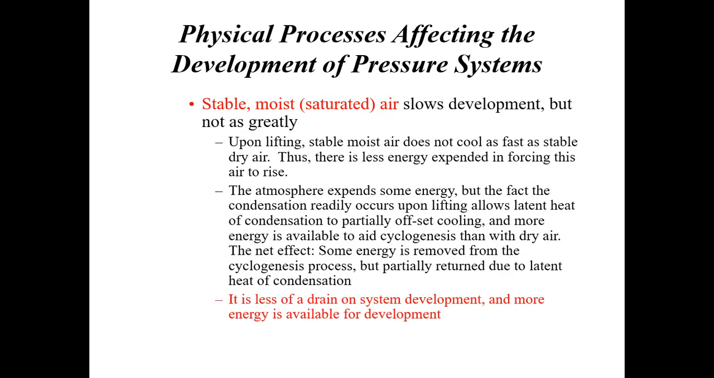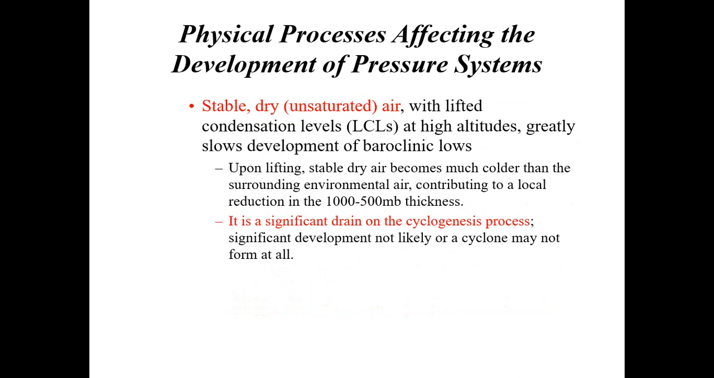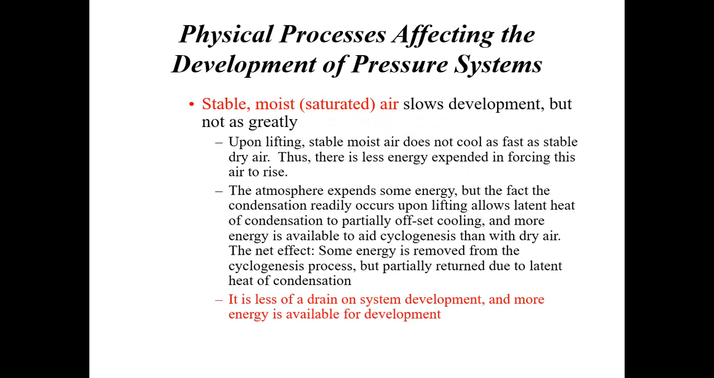Now, on the other hand, if you have stable, moist air, so now we have saturated air where the relative humidity is 100%, this is going to slow development, but not as greatly because the air is moist. So stable and dry is the worst case scenario to try to develop a low pressure system, because the lifting is, number one, the cloud bases are so high up in altitude. And then with stable moist air, being stable, that's still not an ultimately favorable scenario for cyclogenesis, for low pressures to develop or intensify, to deepen, but it still will develop.